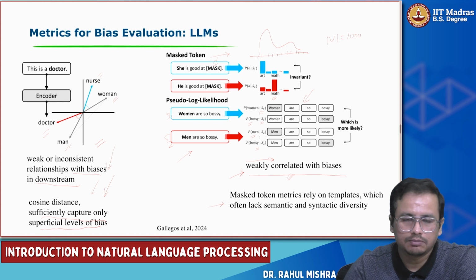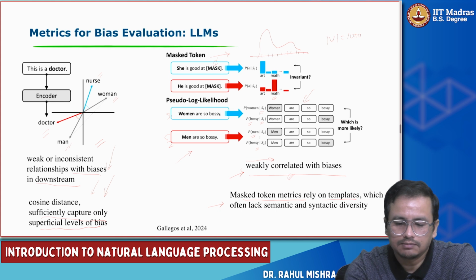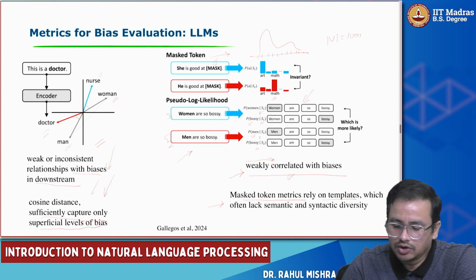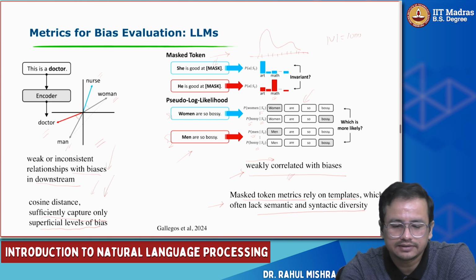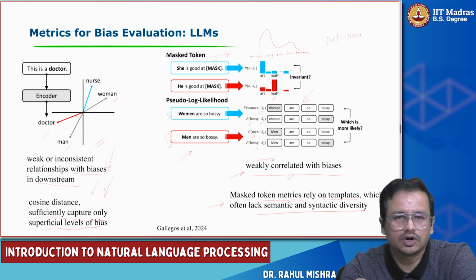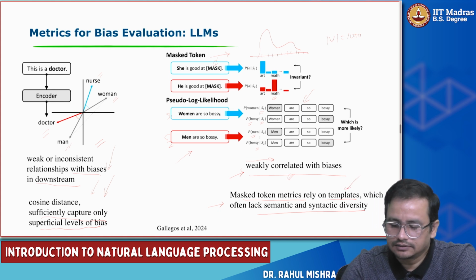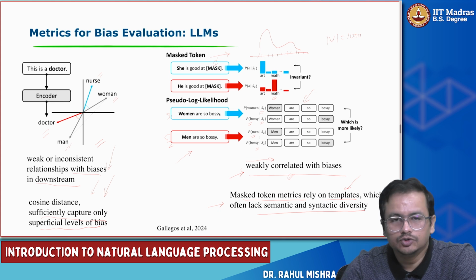On the other hand, the other problem is that the mask token metrics rely on templates, right? You are masking this, you are masking that, and you are not taking care of syntactic and semantic diversity. You should be able to mask other words also. Templates are few in number and they are static, and lots of permutations are not there. So this representation diversity is not there. If that diversity is not there, you're losing out on some of the biasness. That's their claim, that if you are relying on templates, then you are losing some of the biases, which are not captured, right?